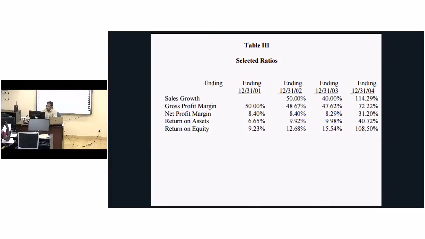Look, sales growth suddenly 114%. Margin has been increased. Net profit, suddenly everything increased in the 4th year. Suddenly, return on equity, look, from 15%, what has happened? It has gone to 108%.